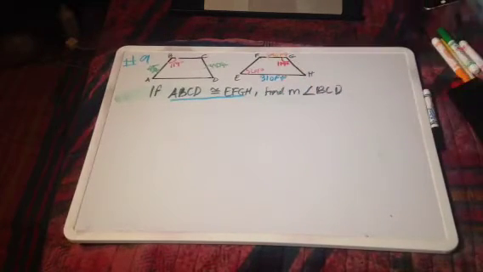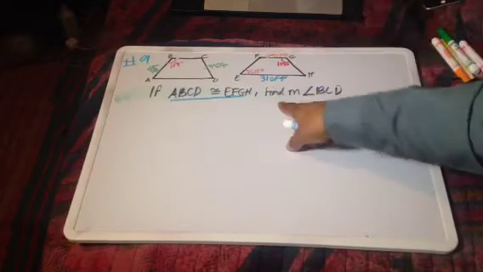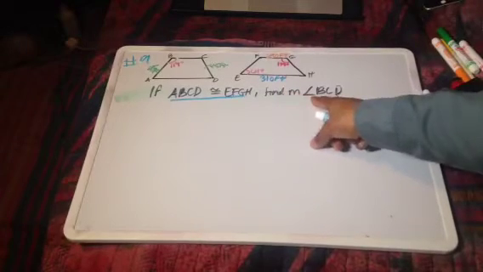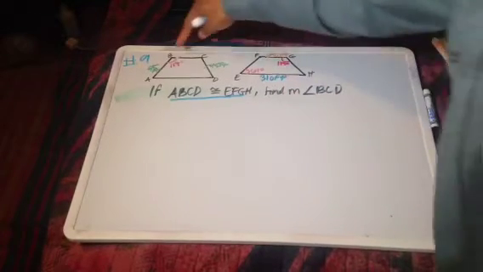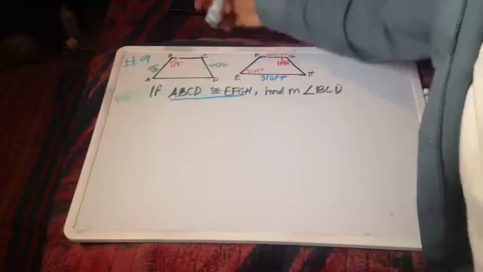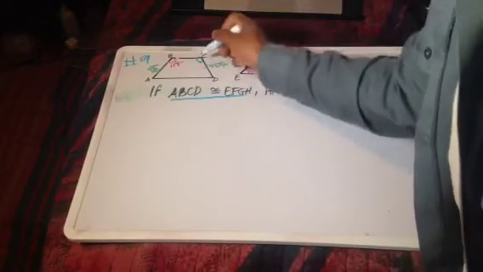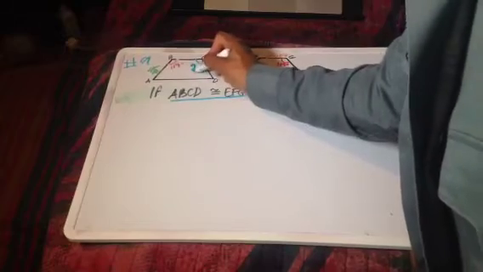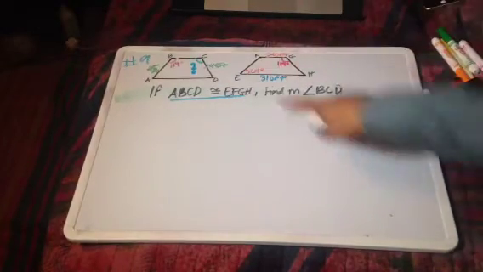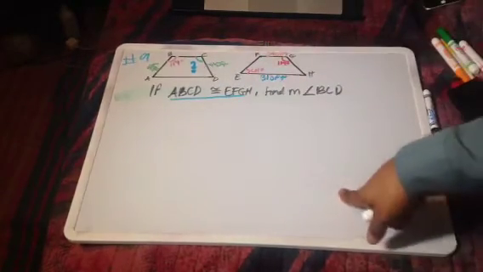Now let's look at what it's actually asking of us. It's asking to find the slope of angle BCD, which would be this BC. This is our angle D. So we want to find the angle here, so I'm going to put a big question mark here. This is what we're trying to find.